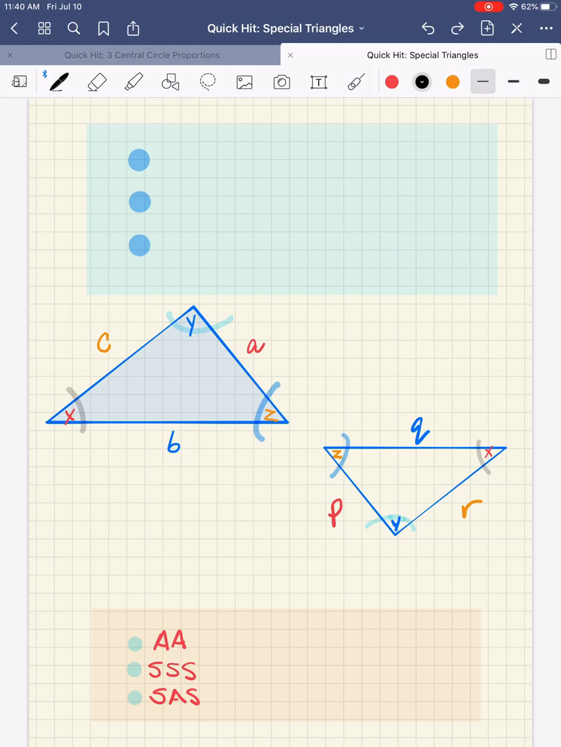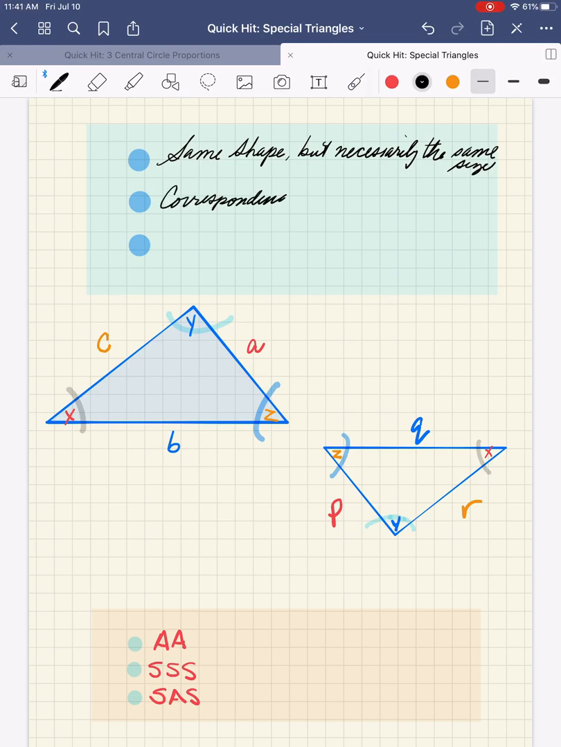A similar triangle is a pair of triangles that have the same shape, but not necessarily the same size. If I wanted to be slightly more precise about this definition, I could say that the corresponding angles inside are all going to be congruent. They're going to be the same. But the corresponding sides, the pairs of sides, are in the same ratio. They're proportional.